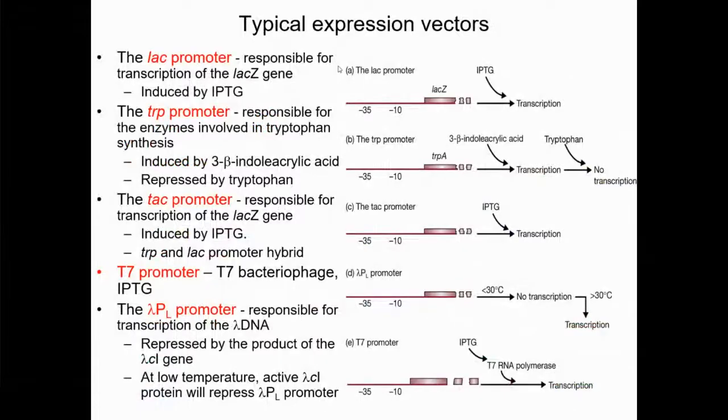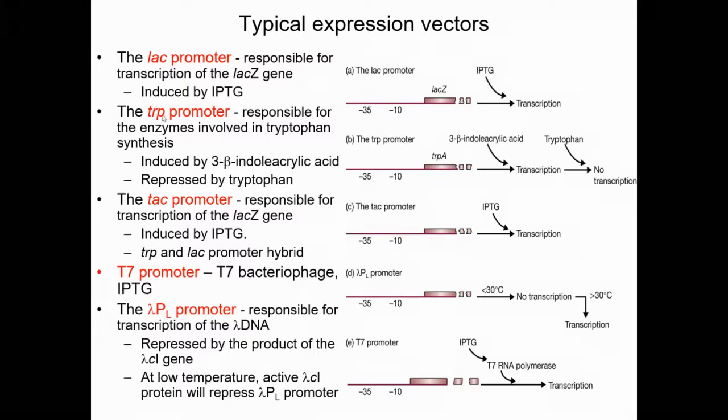And then for the expression vector, a typical expression vector uses the lac promoter. The lac promoter is responsible for the transcription of the LacZ gene, and so we have the promoter with the -10 and -35 regions, and IPTG can be added to induce the expression of LacZ. So that's the lac promoter.